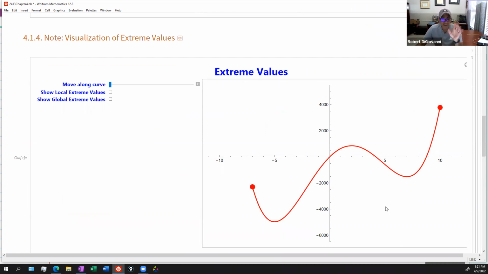I'll give you a minute. Let's think about the global stuff first. This has a global maximum, yes? Where is it? x equals 2. x equals 2, right here. Is that the highest point on the entire graph? Is it x equals 10, no?